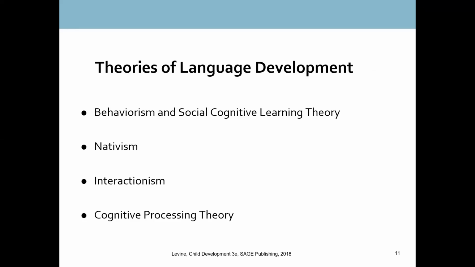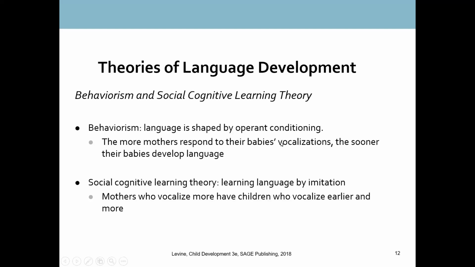In this third video of Chapter 9, we will look at a number of theories of language development. They're listed here. We'll talk about behaviorism and social cognitive theory, nativism, interactionism, and cognitive processing theory. So let's begin with behaviorism and social cognitive theory.